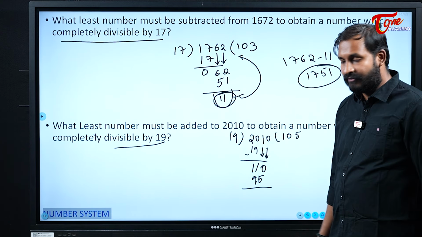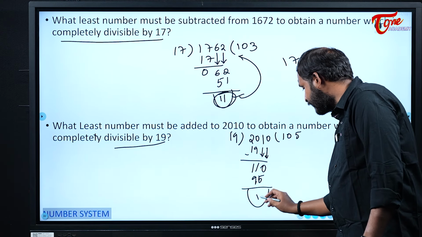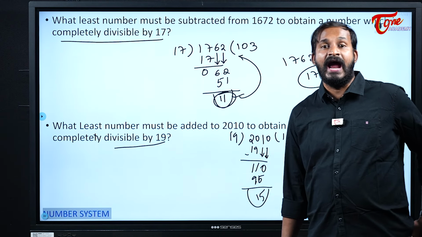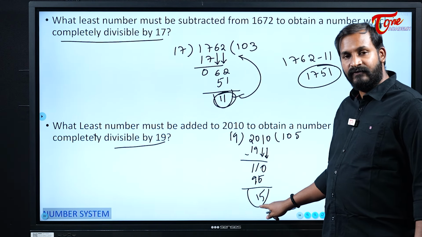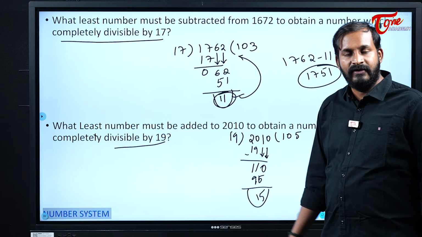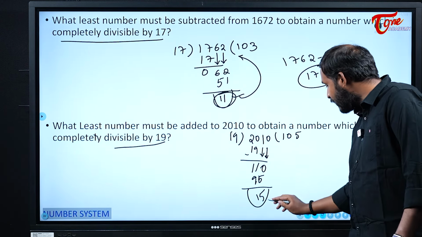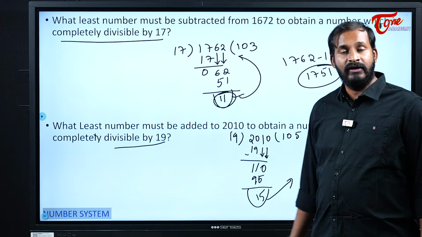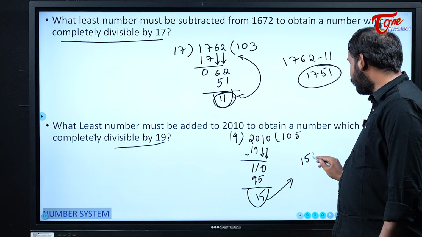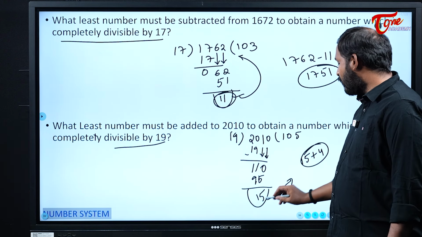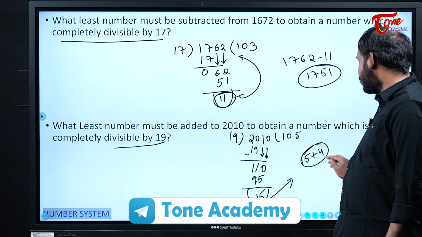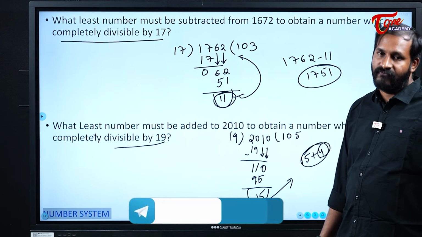19 fives are 95 and the remainder which I will get is 15. If I want to subtract, I will subtract 15. But in this case, I need to add. That means if this 15 becomes 19, then one more 106 it will become and we will get the remainder 0, right? So what number should I add to this 15 to make it equal to my divisor? 4. If I add 4 to 15, then it becomes 19. Then obviously 19 is divisible by 19. So we can easily divide it. So the least number which we need to add here is 4.